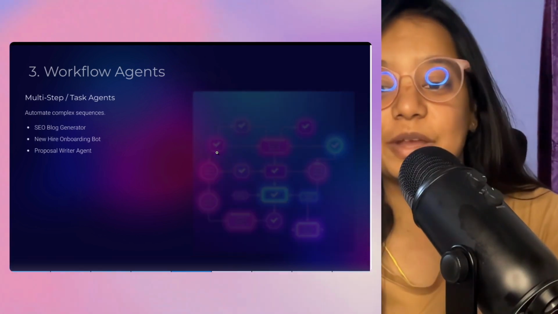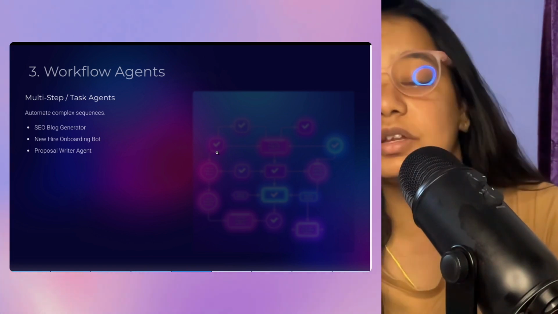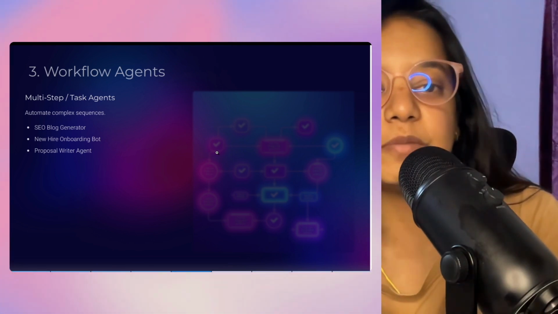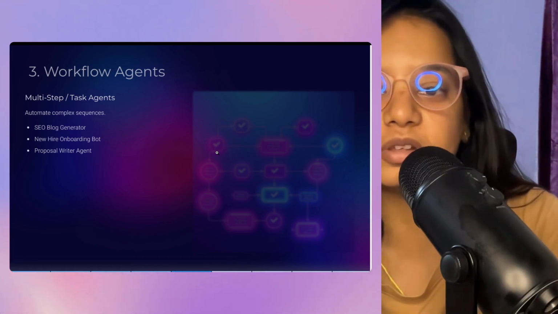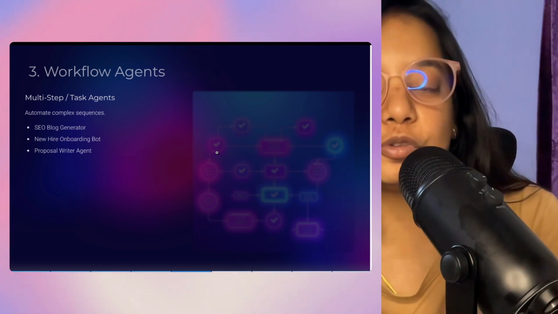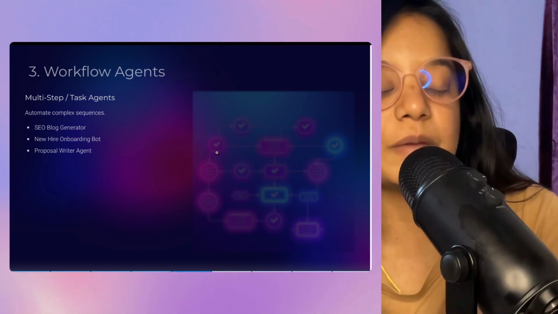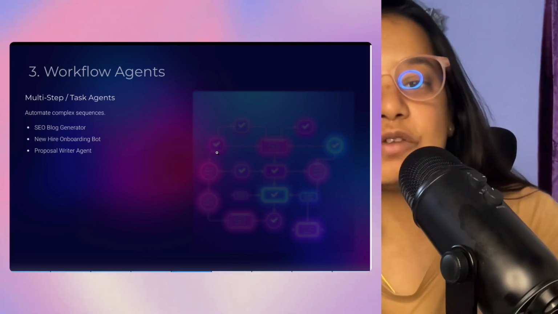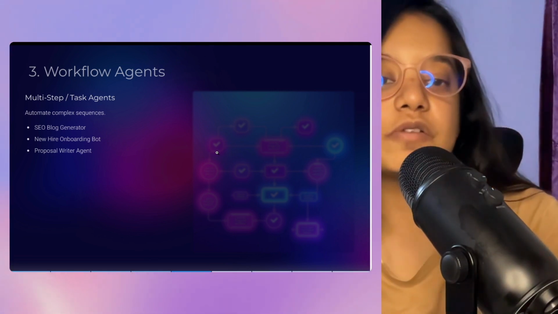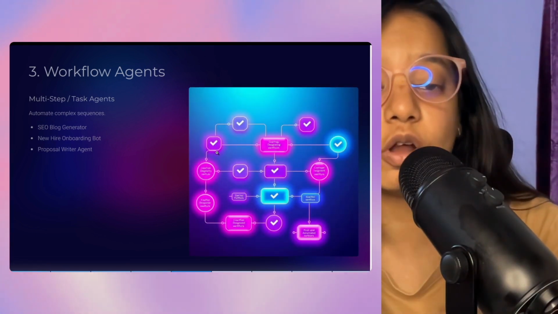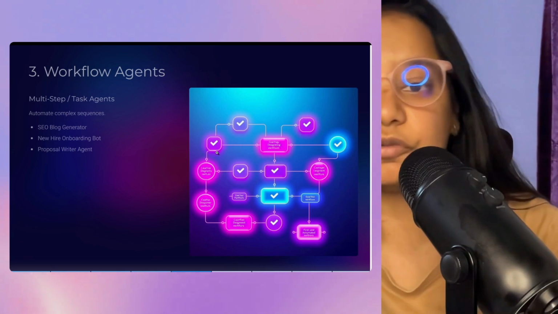Okay, so a new hire onboarding bot, for example. If you have a new hire in your company and you want to automate the onboarding process every time, you can automate this whole process by using a workflow agent. Then the proposal writer agent. Every time you send a proposal to your businesses, to your partners, you have to do it manually again and again. Now you can use a workflow agent to design these kinds of proposal writer agents, and all these agents fall under the category of workflow agents.